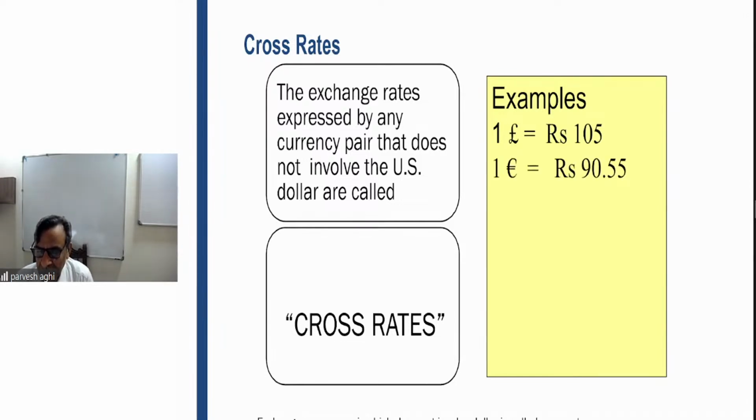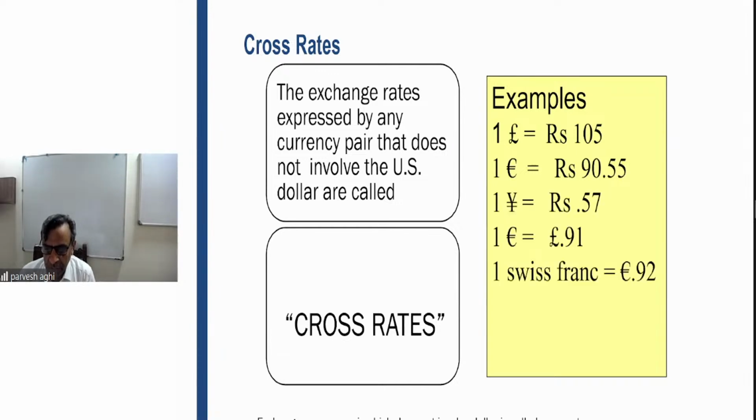1 euro is rupees 90.55. So if you want to buy 1 euro, it is equivalent to 90.55. So which means that it is a direct quote in India for buying 1 euro. Okay. So similarly, all these quotes have no dollar sign. Okay. So these are called cross rates.